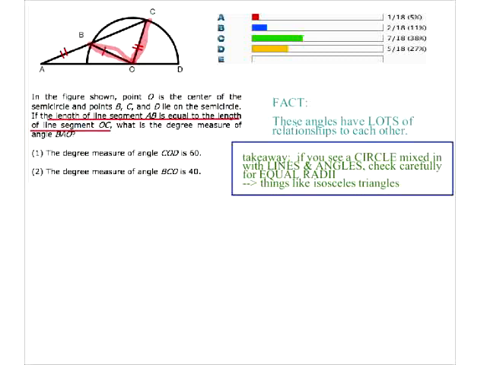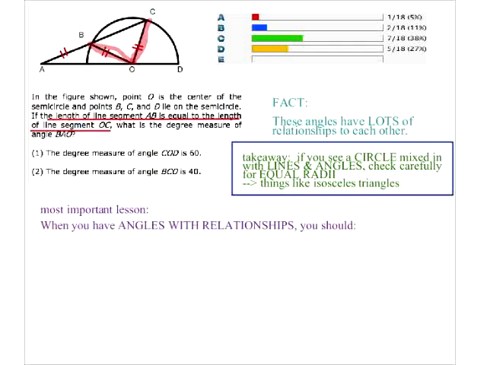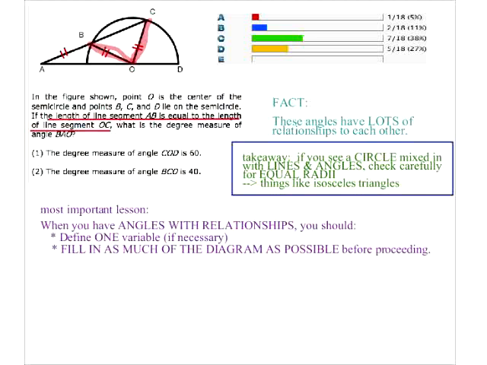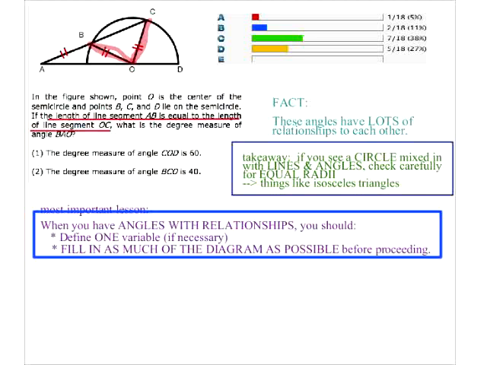Here's the biggest takeaway from this problem, and let me just hand it to you. The most important takeaway that you can get here from this problem, and for angles in general, is when you have angles with relationships, you should define one variable if that's necessary, and then fill in as much of the diagram as possible before proceeding. This is really important. You want to fill in as much stuff as you can possibly fill in before you even touch those statements.